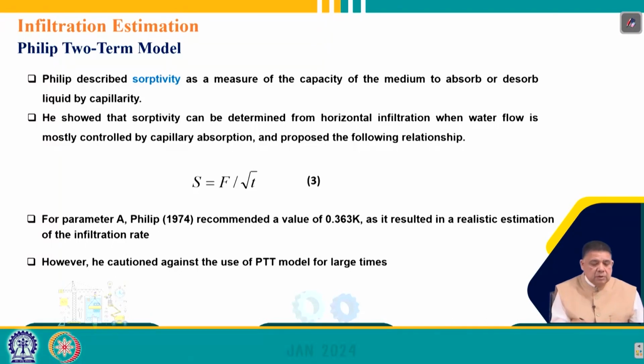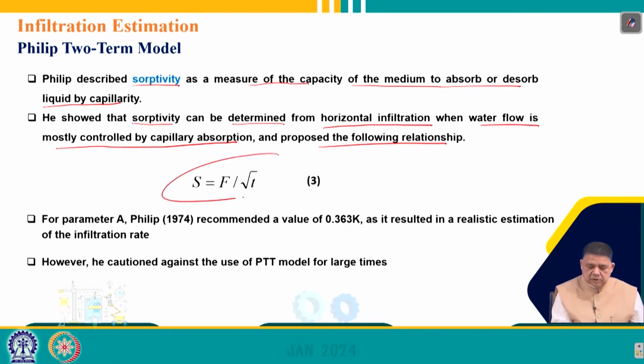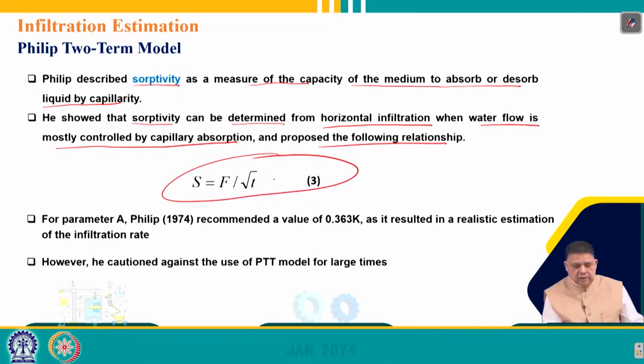Now, coming to absorptivity, Philip described absorptivity as a measure of the capacity of the medium to absorb or dissolve liquid by capillarity. So, only if capillary forces are there. If we consider a soil medium, whatever liquid or water it could absorb or dissolve, that is absorptivity. And basically he showed that absorptivity can be determined from horizontal infiltration when water flow is mostly controlled by capillary absorption, and proposed the following relationship for absorptivity: F equals S times T to the power 0.5.